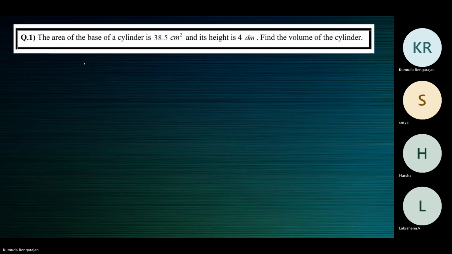So in this question, the area of the base of a cylinder is 38.5 centimeters square and its height is 4 decimeter. Find the volume of the cylinder.